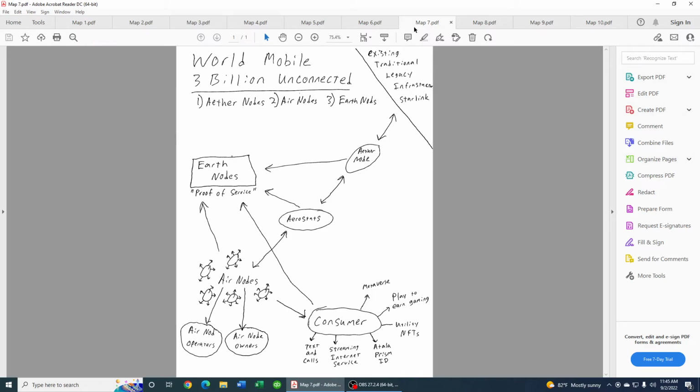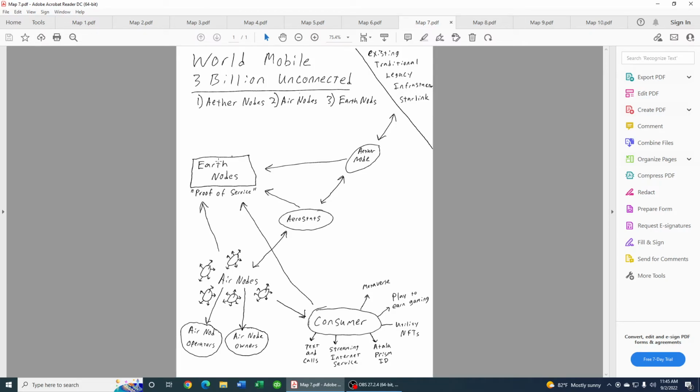Now, the other part, and this is the blockchain part, is the Earth nodes. The Earth nodes are similar to stake pool operators on Cardano. They secure and process transactions on the blockchain. So the air nodes are giving data to the Earth nodes. The consumers are giving data to the Earth nodes. The aerostats, the ether nodes.